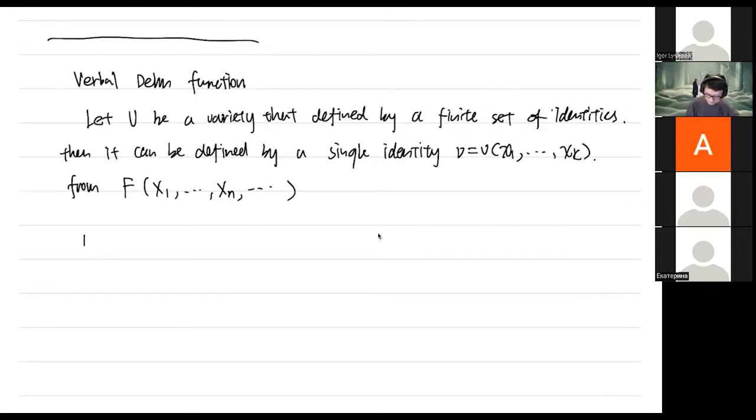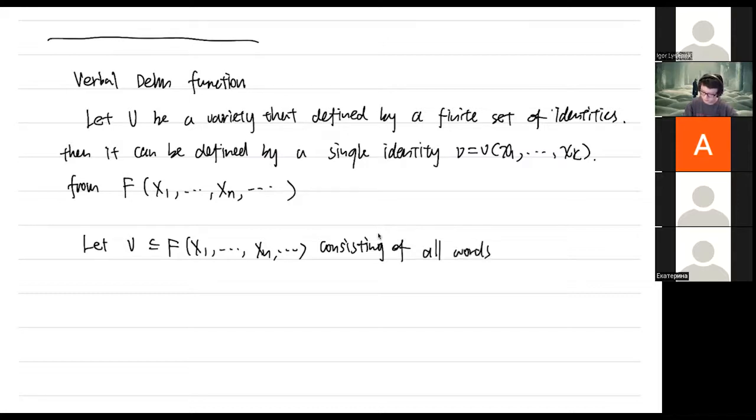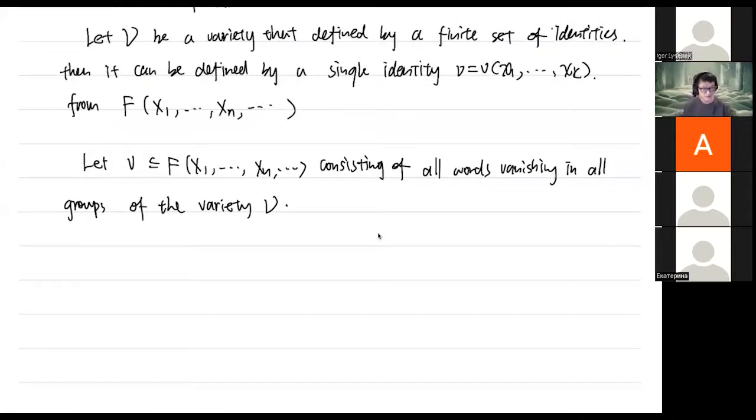And then we just consider the verbal group. The verbal group of this variety is a subgroup of the free group of infinite rank, consisting of all words that vanish in all groups of the variety V. So this is the variety V. Okay, so that's all the words.